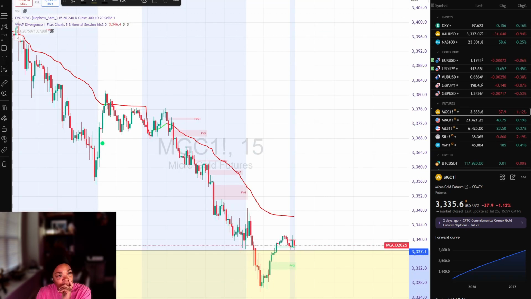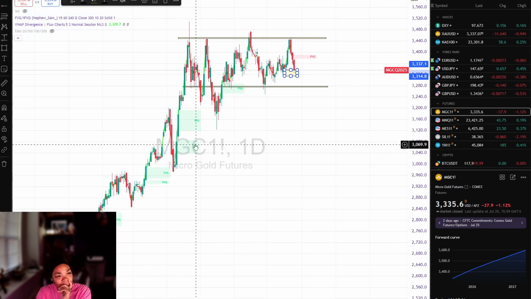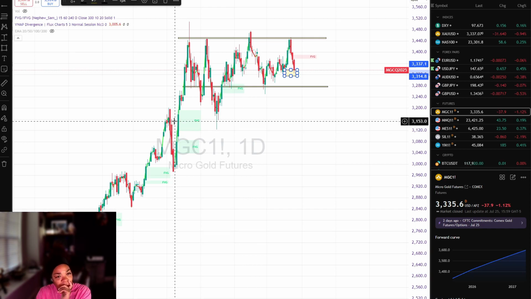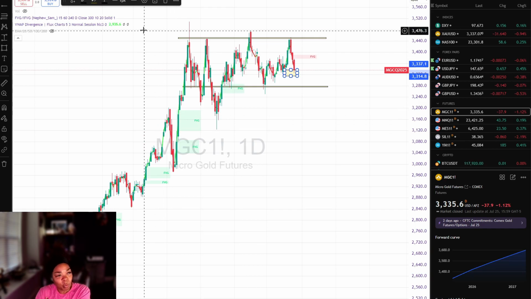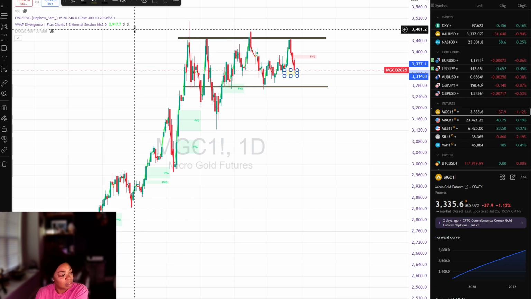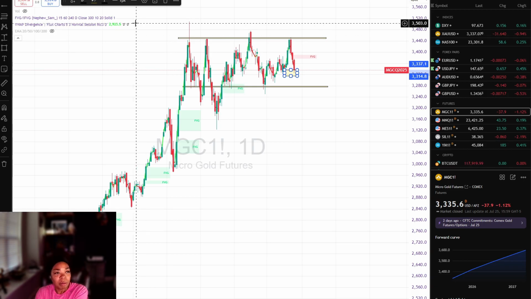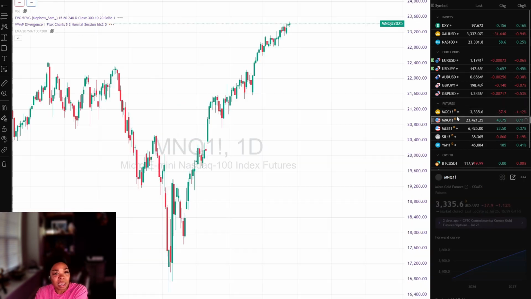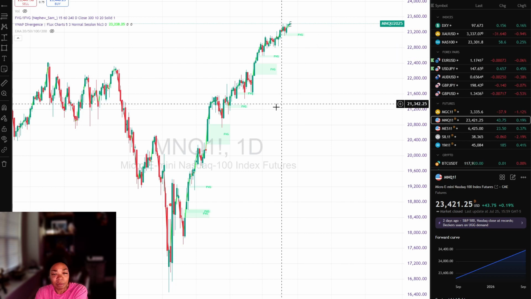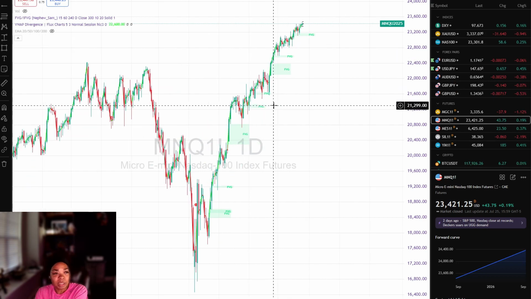So on gold, y'all, let's see. Gold is in the range. I just say keep waiting on gold. Let it do what it's going to do. Let it play out. But I'm definitely looking at NAS, EU, and UJ for next week. So that's really all I have.